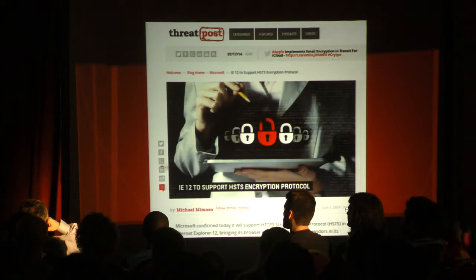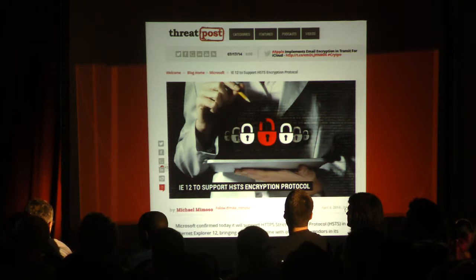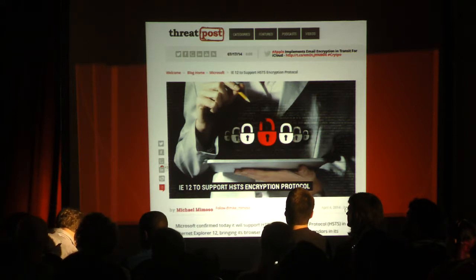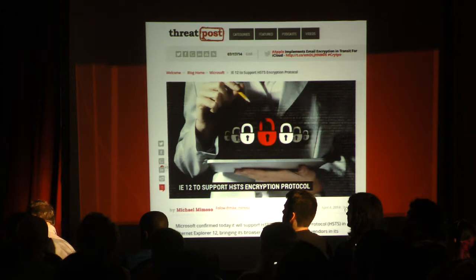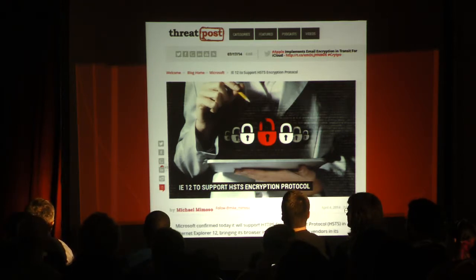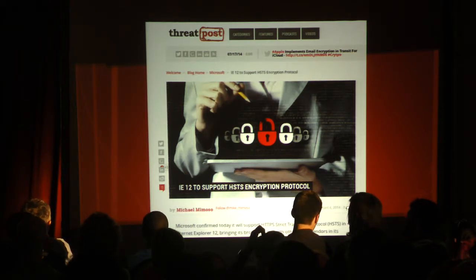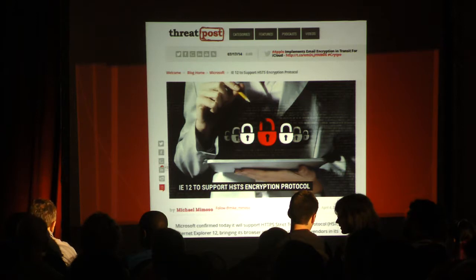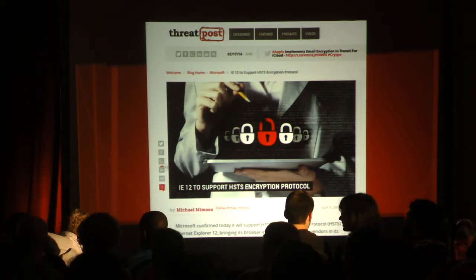So HSTS is a header that the server sends to the client that says, I only want you to contact me over HTTPS for the next several months, or however long the server wants you to do that. And so that prevents against this SSL stripping attack, right? And it's been around for a few years. Chrome and Firefox have supported it. Safari also has for a while.